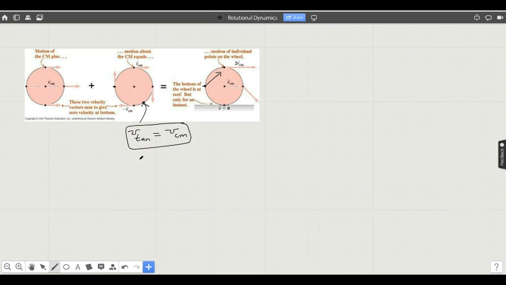So what is Vtan? Vtan is the angular speed times this distance, r. So this is the relationship that we have to be able to make. You can do this for all the angular quantities, if it's rolling without slipping.